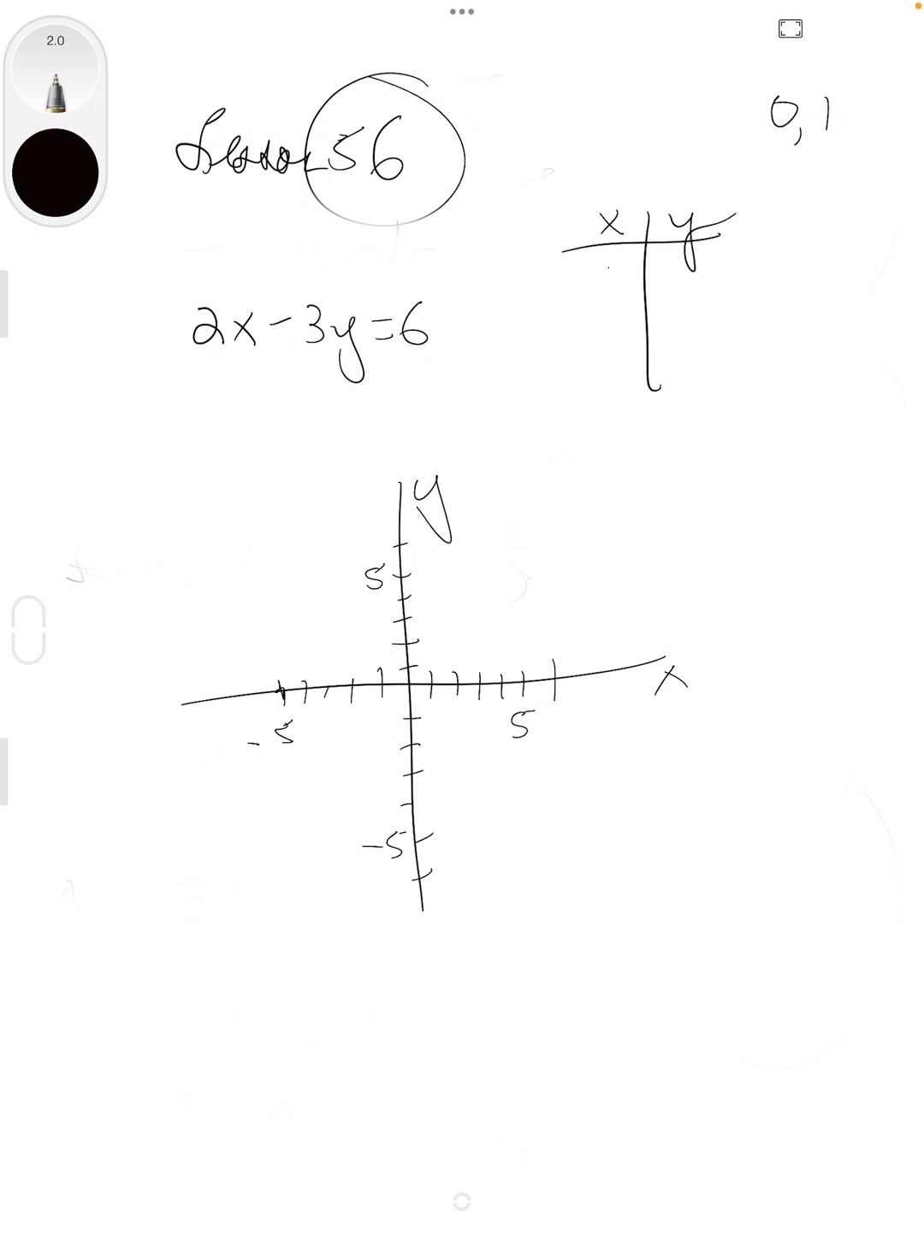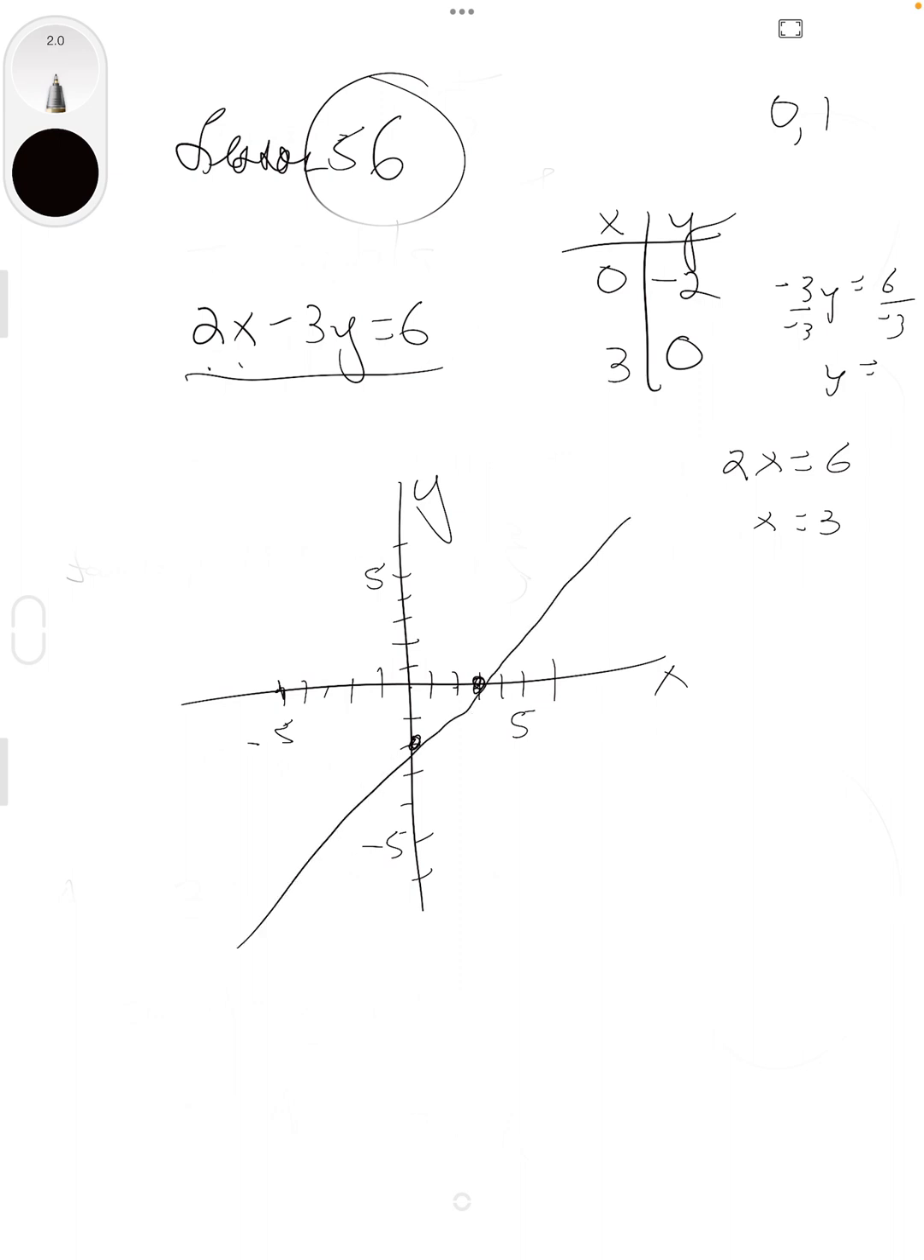So for example, if x is 0, this equation becomes 2 times 0, so this becomes negative 3y equals 6. Divide both sides by negative 3, and I get y equals negative 2. So if x was 0 in this equation, y would be negative 2. What if y was 0? It would be 2x equals 6, or x equals 3. So there's my 2 points. I go 3 over, 0 up, make a dot. I go 0 over, 2 down, make a dot.